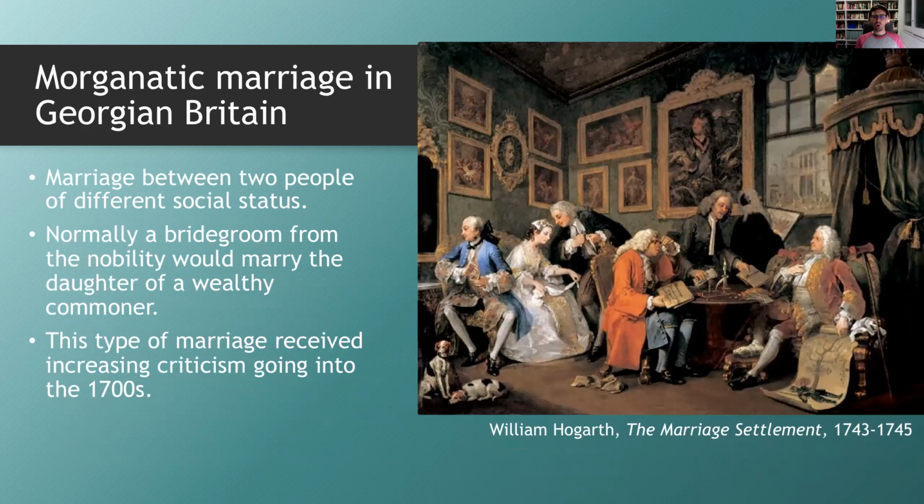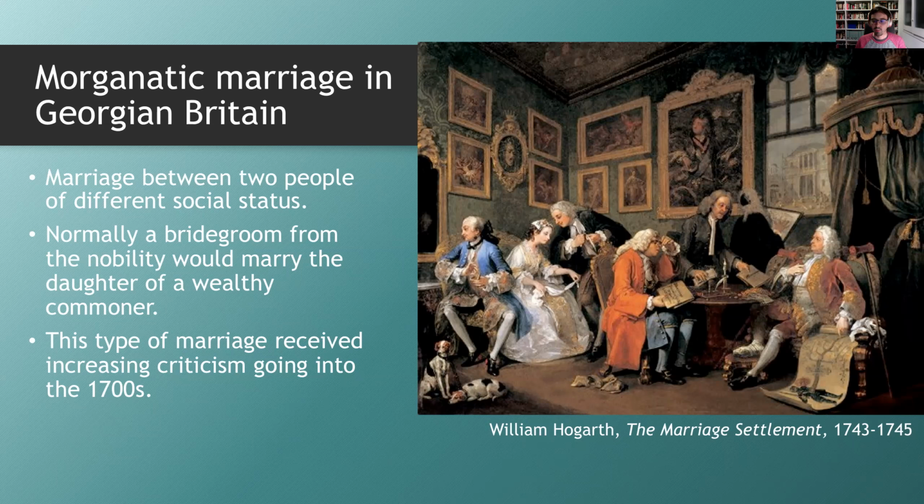Okay, so does that mean that in the northern countries there was no such thing as a dowry? Not at all. In fact, that's what a morganatic marriage meant in Georgian Britain. A morganatic marriage is a marriage between two people of different social status. That is normally a bridegroom from the nobility who would marry the daughter of a wealthy commoner. And this commoner would pay a substantial dowry, a substantial amount of money to the noble father of the bridegroom.